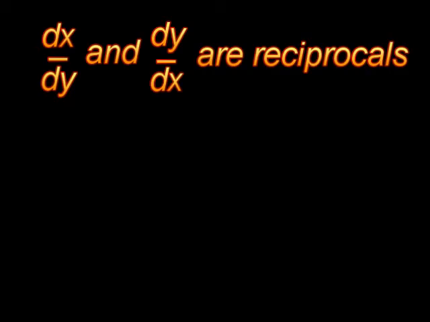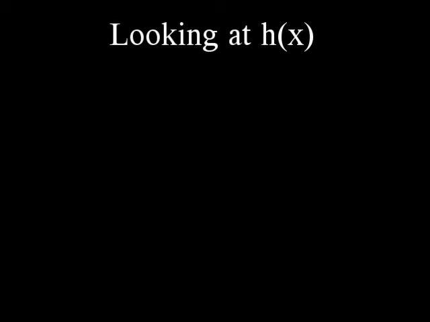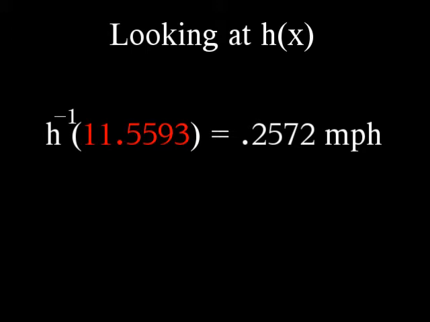So you may have thought that dy over dx and dx over dy are reciprocals of each other based on the previously found answers. So how is this true in one way but also not true in the other? Looking at the previous answer of dx over dy when x equals 10, we got the equation 9.4912 over 14 minus 11.5593.